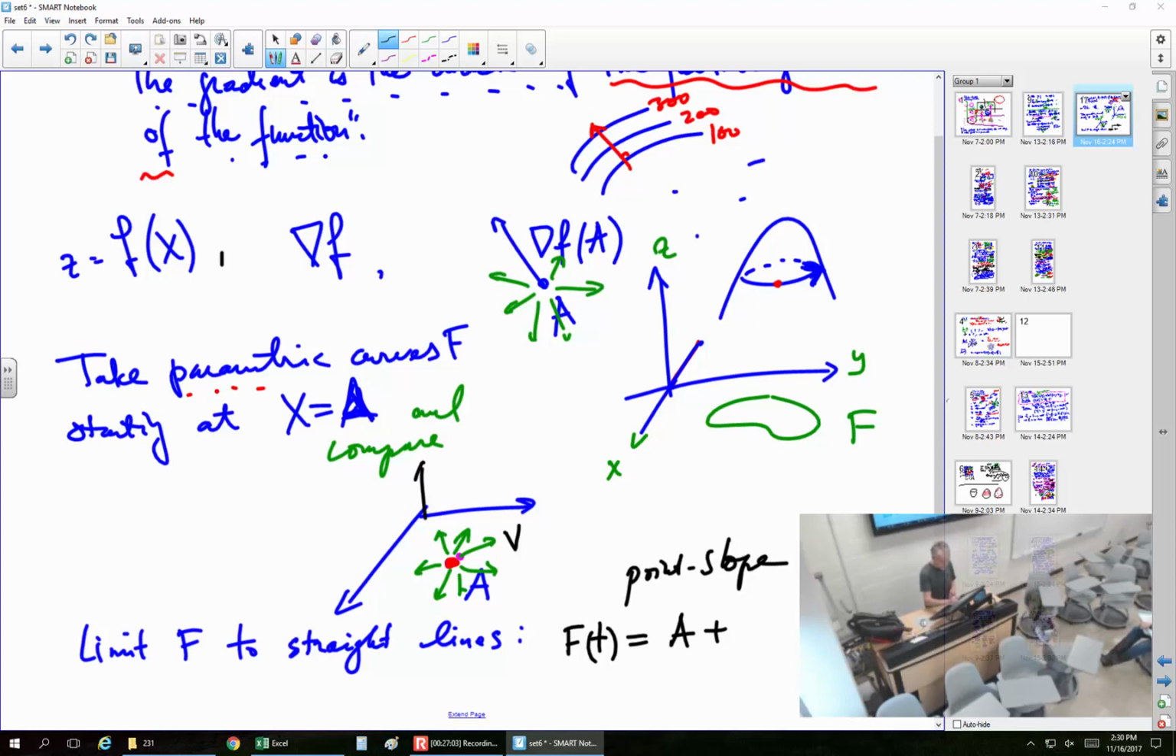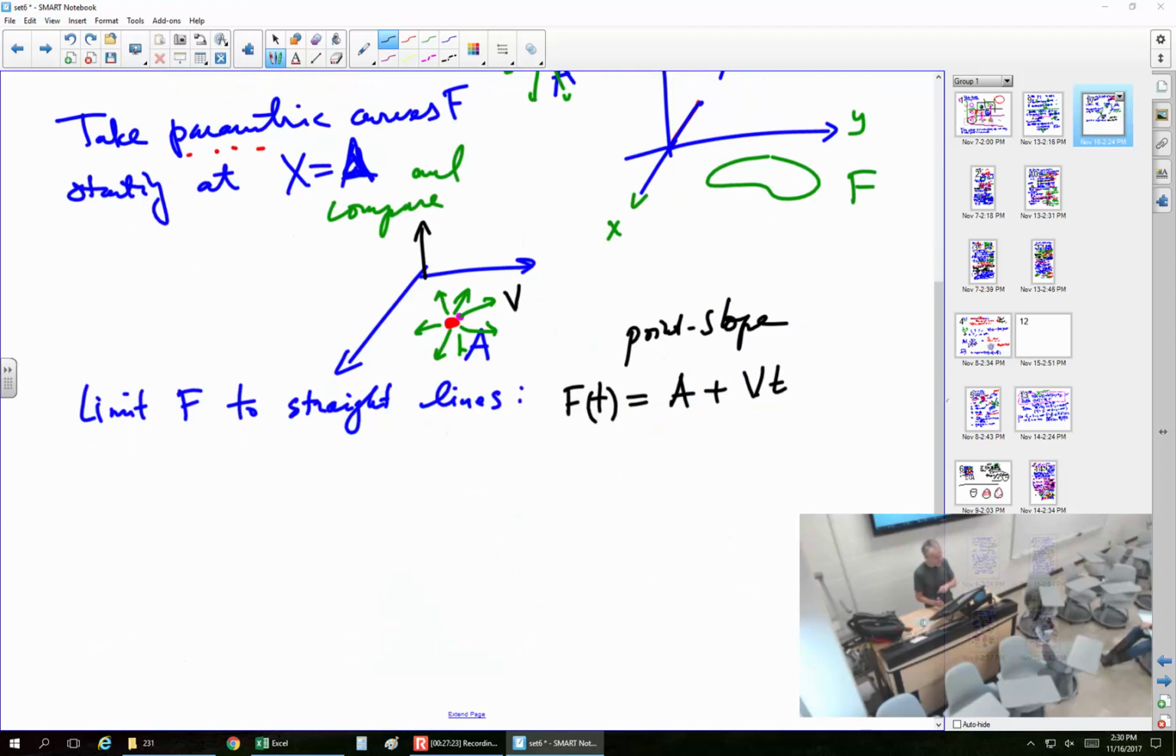Well, we don't really need the point slope formula as much, as we could have our time start at 0. So how about I just put it v t? Okay, so that's a curve passing through the point A at time 0 and going in the direction of vector v. So this way every vector v will give me a different parametric curve.